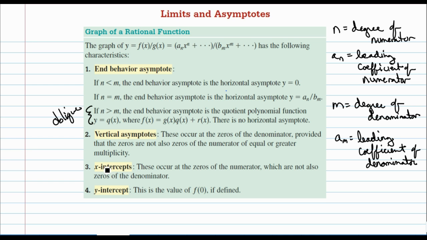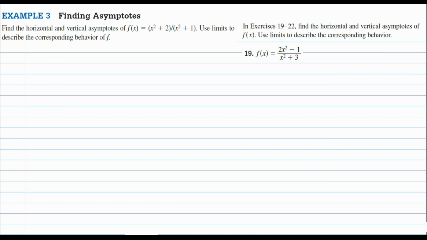Number 3, x-intercepts. Because Miss Larson is so awesome, she has already been drilling into you how to find an x-intercept. You plug in 0 for y, which also occurs only where the numerator is 0, because 0 divided by anything is 0. Then the y-intercept is when you plug in 0 for x. Again, Miss Larson, you're awesome. You've already been teaching us this, so this is really not new at this point, but maybe we can perfect it in this section. So let's look at example 3.